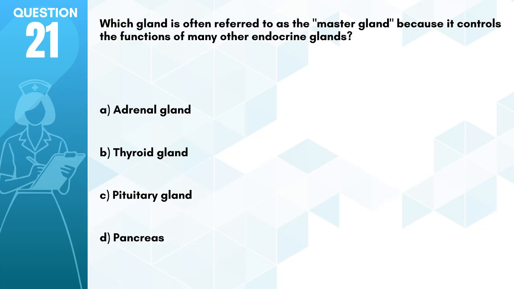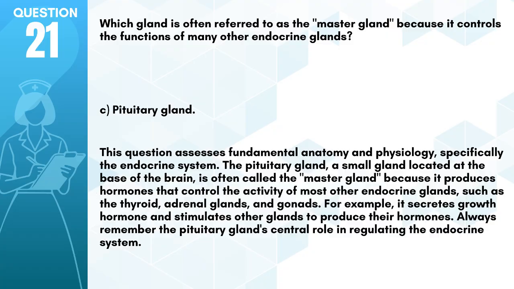Question 21. Which gland is often referred to as the master gland because it controls the functions of many other endocrine glands? A. Adrenal gland. B. Thyroid gland. C. Pituitary gland. D. Pancreas. Answer: C. Pituitary gland. This question assesses fundamental anatomy and physiology, specifically the endocrine system.